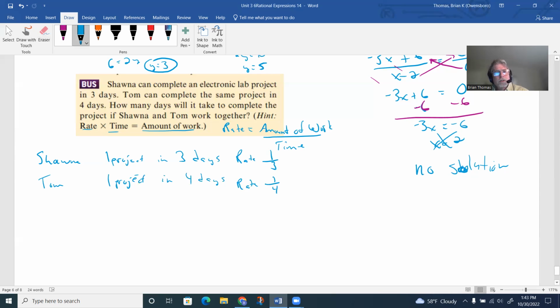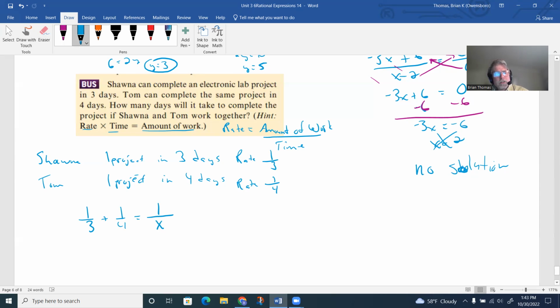Now, when it says together, if we add their rates together, so 1/3 plus 1/4, they're going to complete the job. So it's going to be one job, but what we don't know is how much time it took them to do that. So it's going to be 1/x. That's how long it actually took them to do it together.